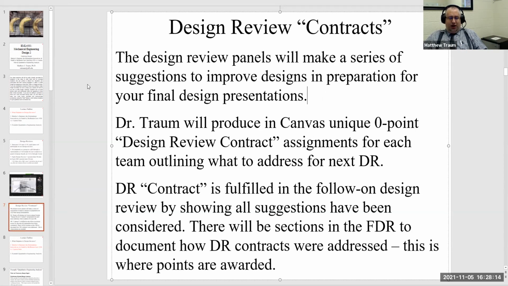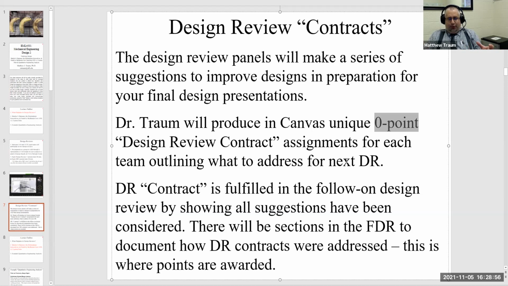So as we're going through this process of asking questions and roasting various elements of your design that could stand improvement, I'm going to be working in the background to produce in Canvas a unique design review contract. It's just a list of items that the panel comes up with that we would like you to at least consider for the following design review. And I say here 0-point assignment, and I'll explain how it ends up getting graded in a second. This list of things that we'd like you to check on will be different and unique for every group. I'll put it in Canvas and connect just your group to it, so no one else will be able to see it.